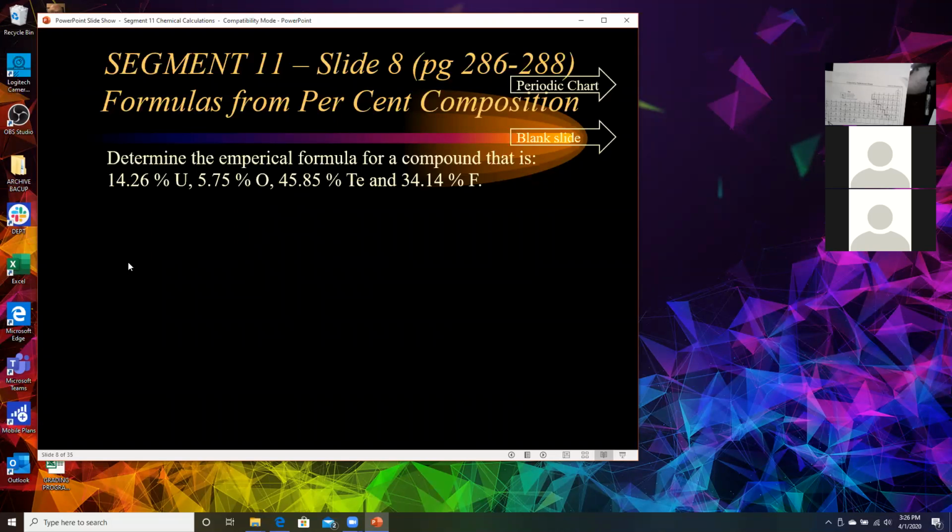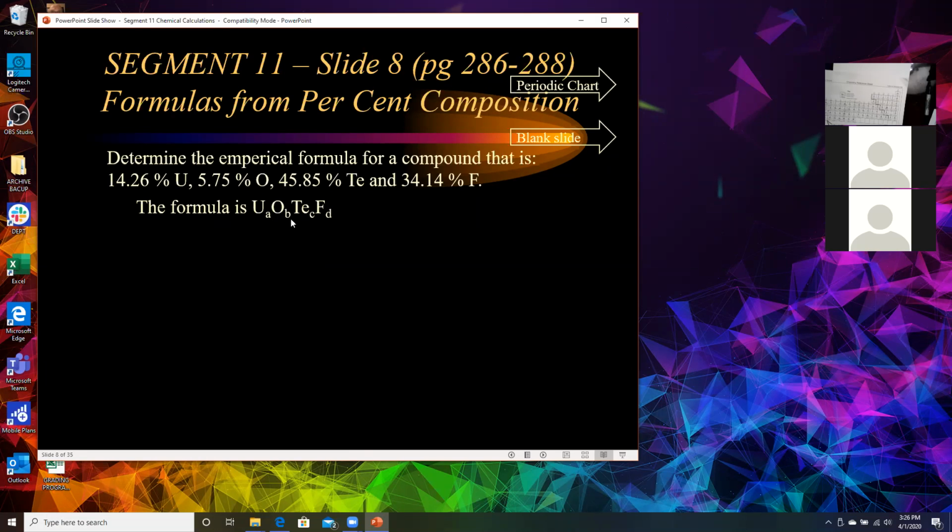Now, let's do empirical formulas for a more complex one. One of the things I want you to remember is we're only going to do that ratioing part with two unknowns once. And then we're going to always use one of the elements we just did and got a number for to do the ratios for everything else. So watch that pattern as we set it up.